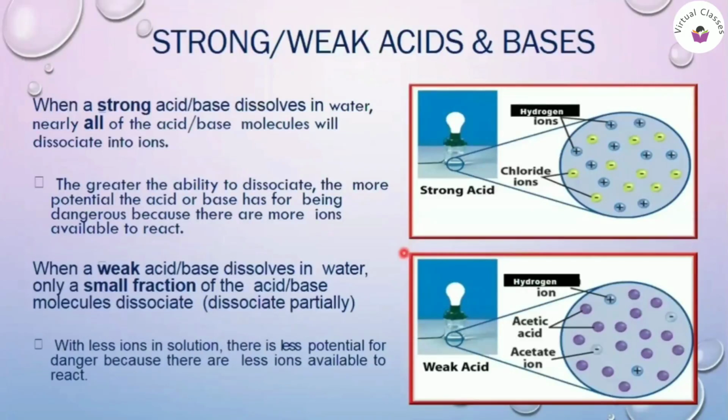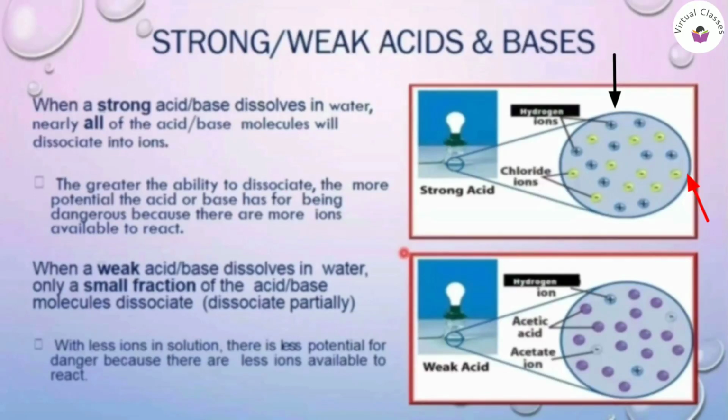Now let's compare strong and weak acids. When a strong acid or base dissolves in water, nearly all of the acid or base molecules will dissociate into ions. HCl is an example of a strong acid, so you can see in the figure that all the hydrogen and chloride ions have separated apart. The greater the ability to dissociate, the more potential the acid or base has for being dangerous because there are more ions available to react.